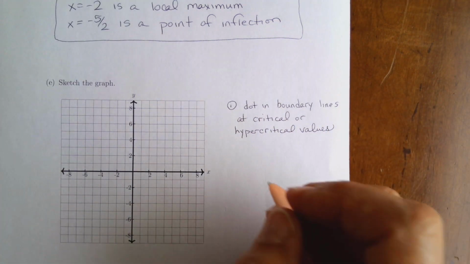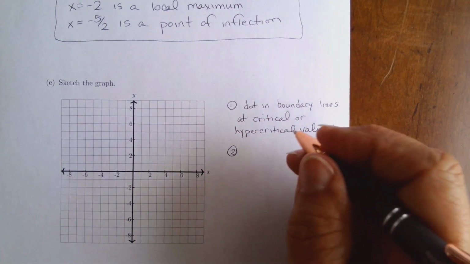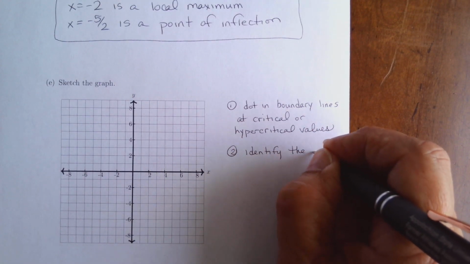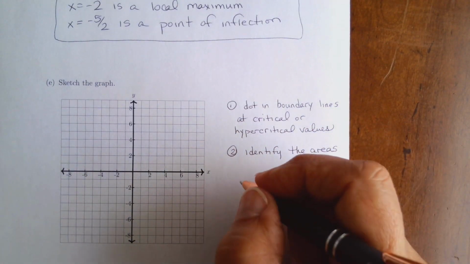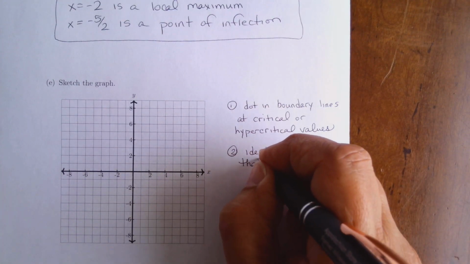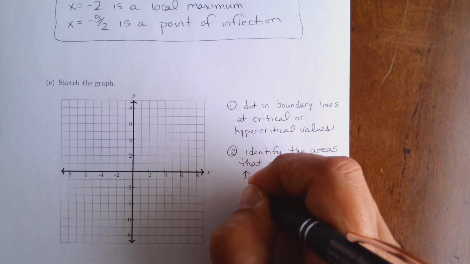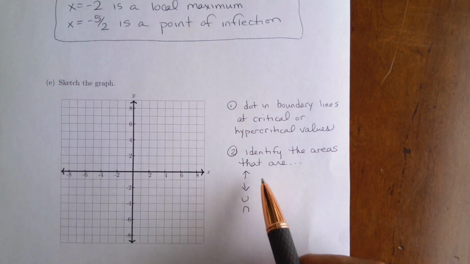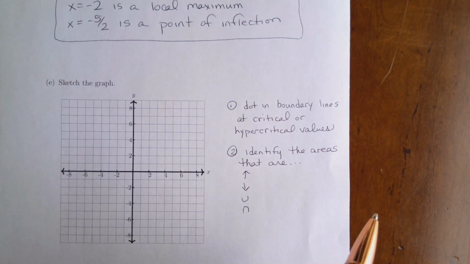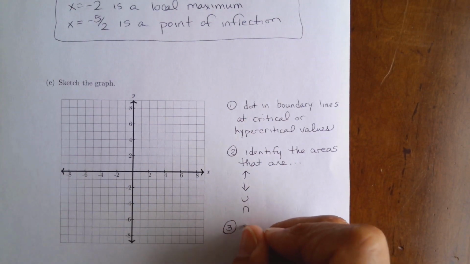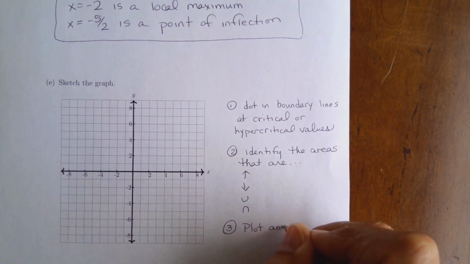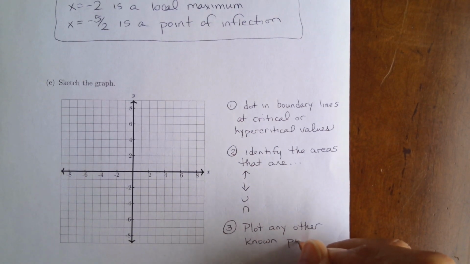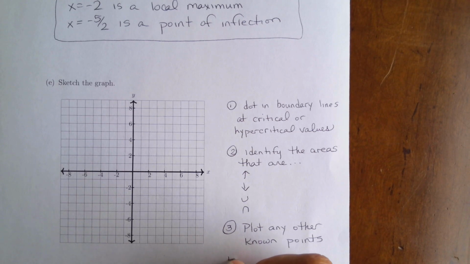All right. Then we're going to identify the areas that are increasing, decreasing, concave up, concave down, right? So we're going to identify these on our graph in a minute. And then as the direction said, we're going to plot any other known points. And then we're going to sketch.